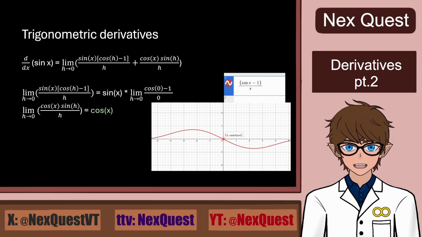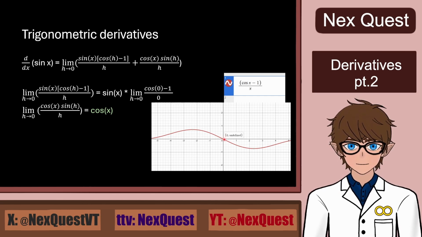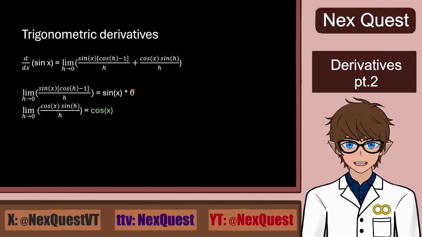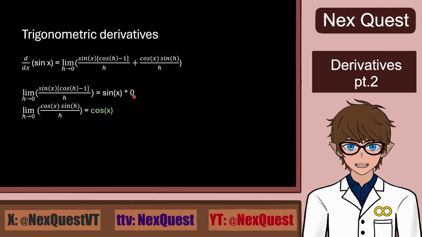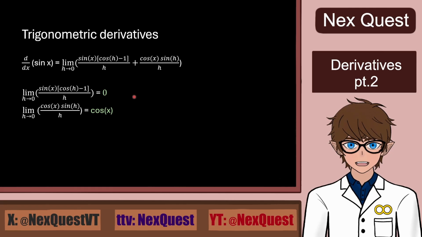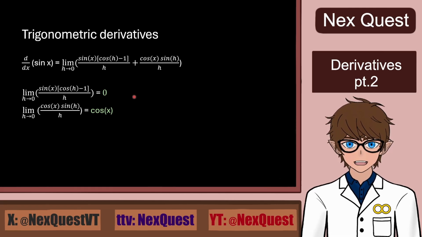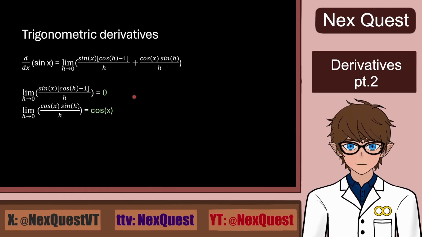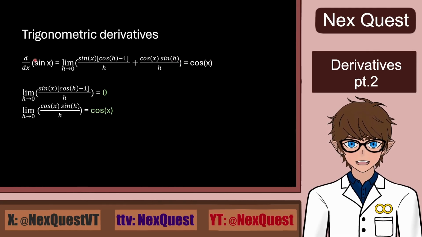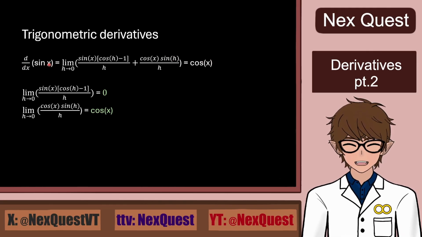But using Desmos, because we don't have L'Hopital's rule, we know that the limit is 0. So this whole part becomes a 0, and what happens when you multiply with 0? You get a 0. And these are the two limits. Now we add these two limits together to get the result, which basically means that only the second limit is the result alone, because 0 plus something is something. So the limit is cosine of x, and this means the derivative of sine of x is cosine of x.